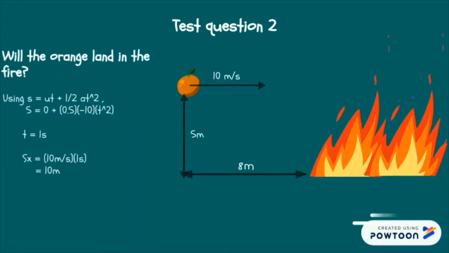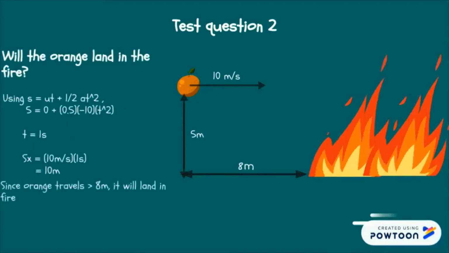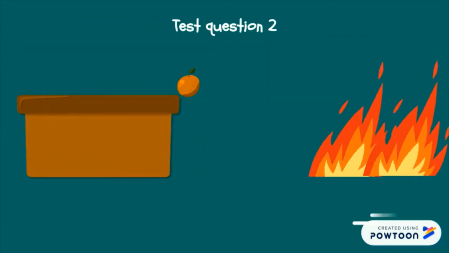We can multiply the time by the horizontal velocity, which is 10 meters per second, and we get the total horizontal displacement to be 10 meters. And since the orange travels more than 8 meters, which is the distance between the raised platform and the fire, the orange will land in the fire.